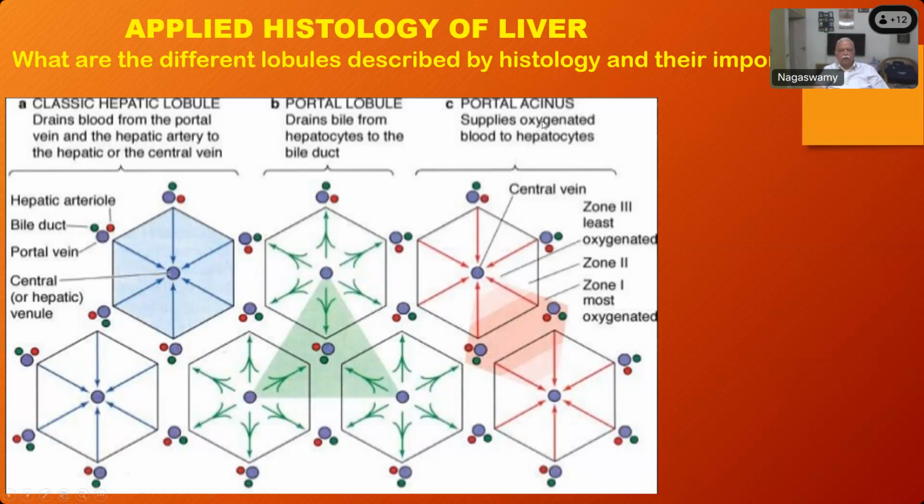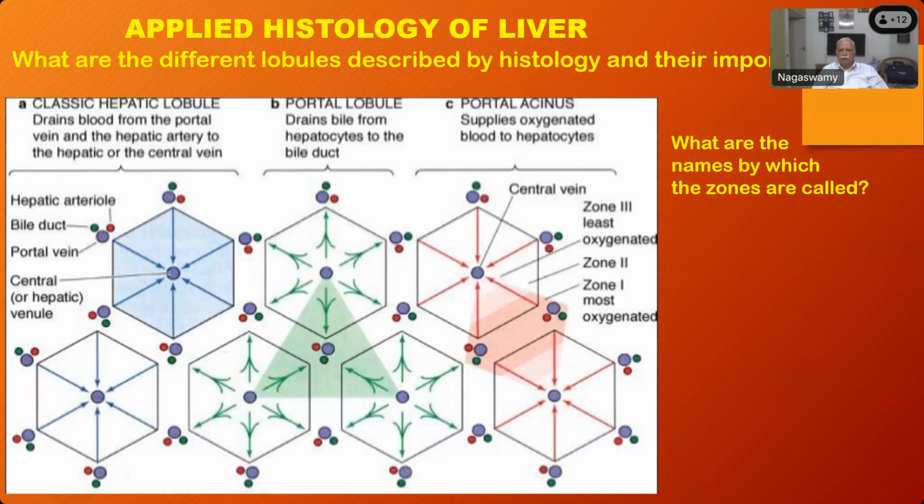The third thing is the one which is for the metabolic activity, which is called the portal acinus. It supplies oxygenated blood to the hepatocytes. And if you see this, it is a diamond shaped figure where it is for the hepatic artery, which is the main source of oxygen. The hepatocytes which are close to the hepatic artery are called the zone 1 cells. And the ones which are a little away from that are called zone 2 cells. And the third ones are called zone 3 cells, which are least oxygenated. Okay. So I have formed another question based on that.